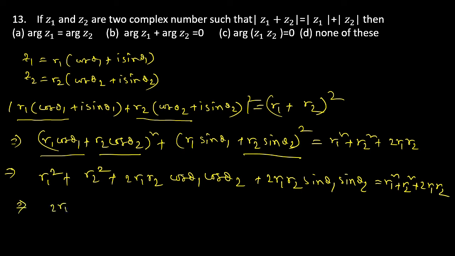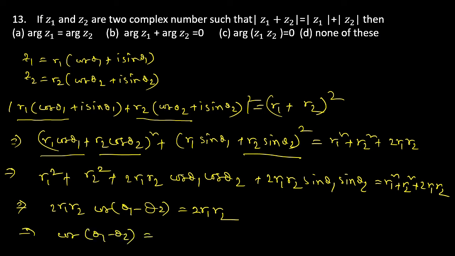Then taking common r1 r2, we have r1 r2 into cos of theta 1 minus theta 2. This is 2 r1 r2. Okay, so we have cos of theta 1 minus theta 2 is 1.